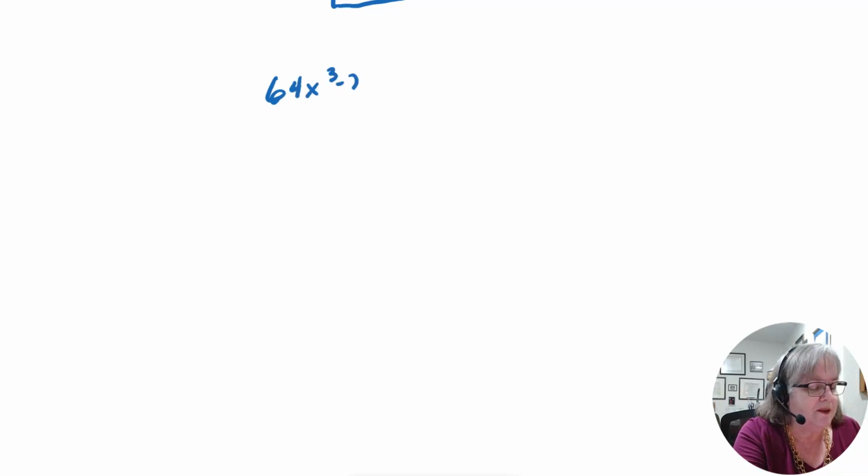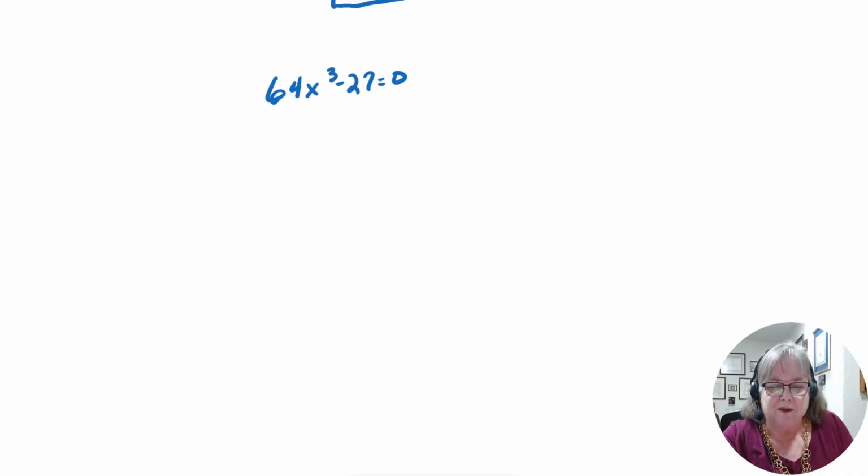64x cubed minus 27 is equal to 0. This one is the difference of 2 cubes. 64 is a cube, x cubed is obviously a cube, 27 is a cube. So this is the difference, because it's a minus sign, the difference of 2 cubes. There's also the sum of 2 cubes. So how do I factor it?